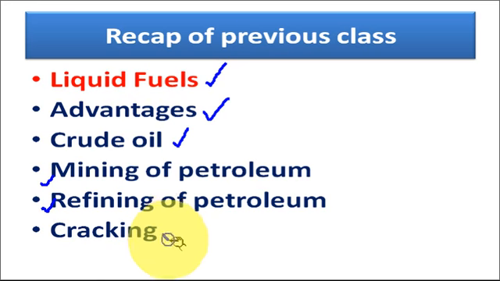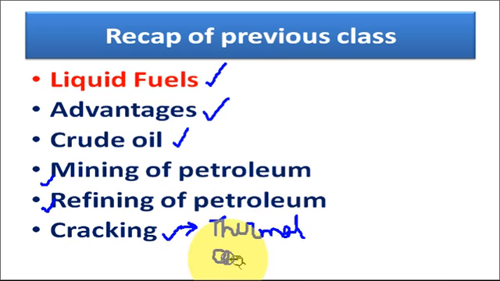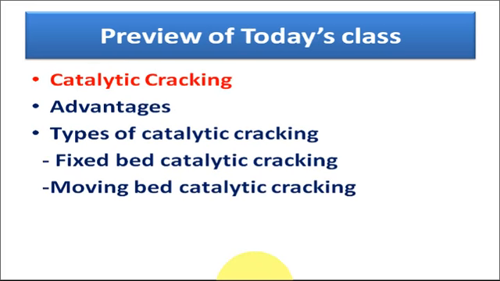Then we started with a new topic, the cracking process, in which we learned what the cracking process is and the types of cracking process. We learned about two types: thermal cracking and catalytic cracking. In our last class we discussed briefly the thermal cracking and the types of thermal cracking. So today we are continuing with catalytic cracking.